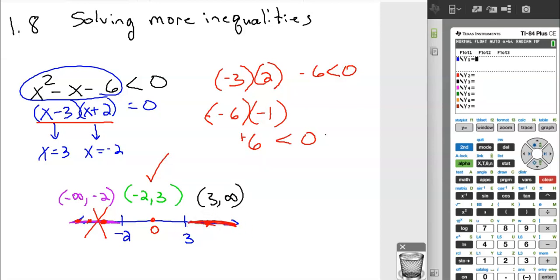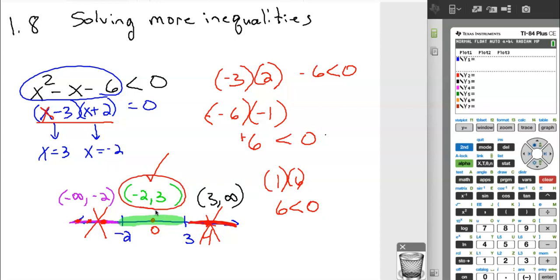If I try a number over here, I'm going to try the number 4, or 5 or 6, whatever number you want, but I'm just going to choose 4. If I choose 4 for x, I'm going to get positive 1 and 6. I multiply that together, that's 6. 6 is less than 0, that's false, so those numbers will not work. So only the numbers in between will actually work, from negative 2 to 3. That is my answer: any number in that interval will work. That's one way to do it, just by factoring and then testing the numbers in each of those categories.